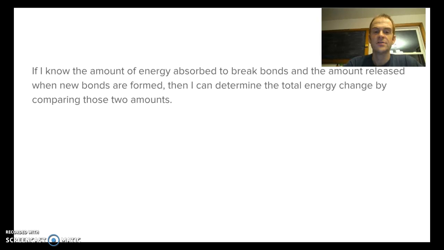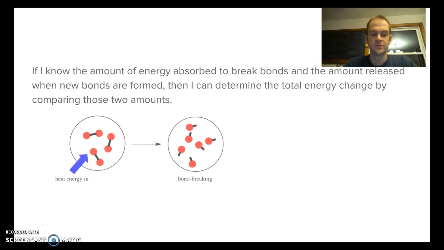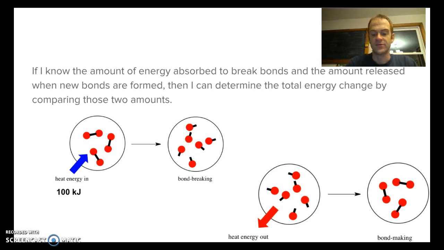enthalpies of formation. So what this is saying is if I know the amount of energy that it takes to break bonds, and I also know the amount of energy that's released when I make new bonds, I can use those two numbers to figure out the overall change. So for example, in this made-up situation, if it takes 100 kilojoules of energy absorbed to break apart these bonds, and then when it makes new bonds, it releases, let's say, 50 kilojoules of energy, well, we can compare those numbers to figure out what's the overall change.